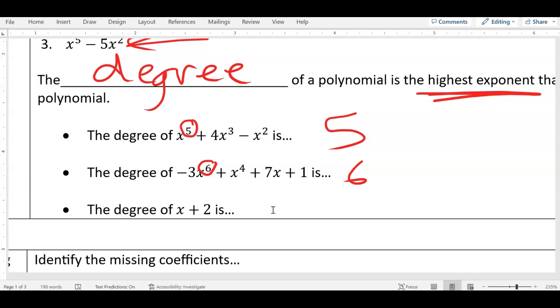Hey, put that down. X to the 1. If it helps you to draw it, that's cool. That's a 1 degree.